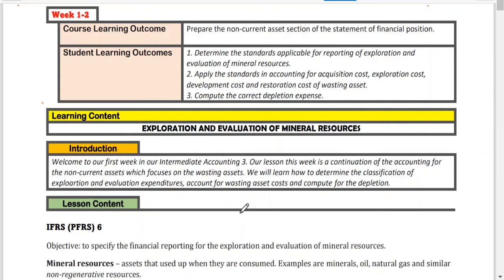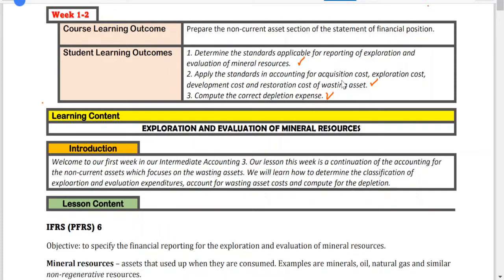Thus, at the end of this lesson, the students should be able to determine the standards applicable for reporting of exploration and evaluation of mineral resources, apply the standards in accounting for the acquisition cost, exploration cost, development cost, and restoration cost of a wasting asset, and compute the correct depletion expense.